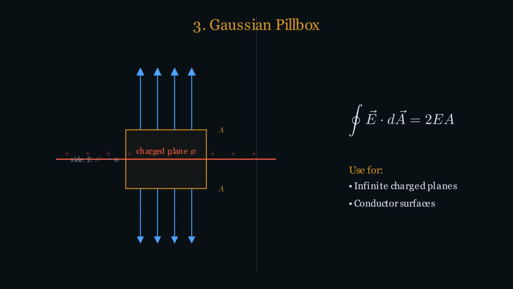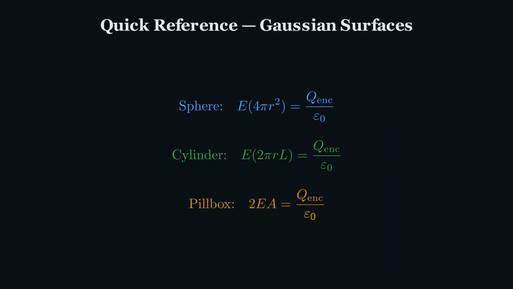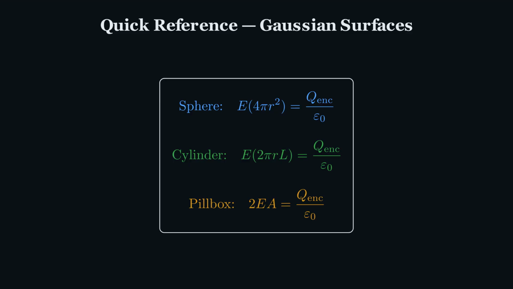Only the two caps matter, each with area A, so the flux is E times A from the top, plus E times A from the bottom, 2EA. Here's your quick reference. Spherical symmetry: use a sphere, integral gives E times 4 pi r squared. Cylindrical symmetry: use a cylinder, integral gives E times 2 pi r L. Planar symmetry: use a pillbox, integral gives 2EA. Memorize these three, and you can solve any Gauss's law problem on the AP exam.